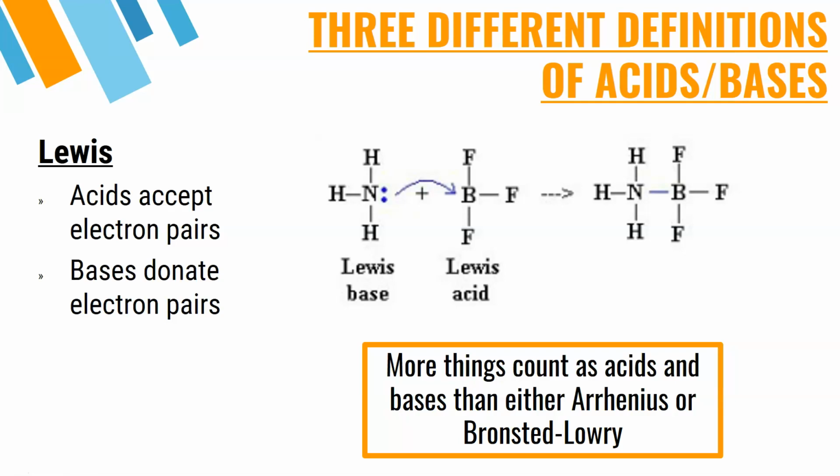The nice thing is we don't see very many Lewis acids and bases. My suggestion is always look to see if it's an Arrhenius one first. If not, then look to see if Bronsted-Lowry works. If not, then and only then look if it's a Lewis acid or base.